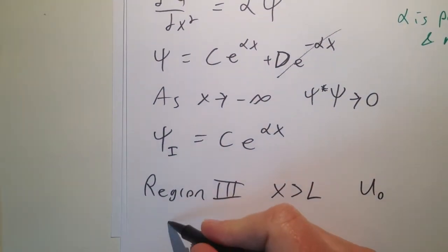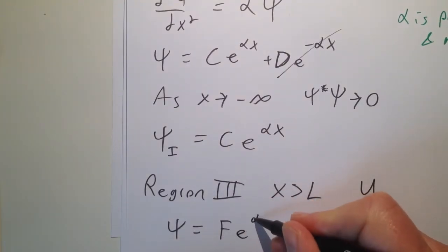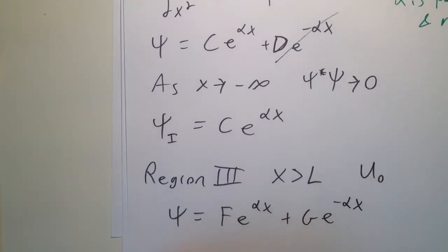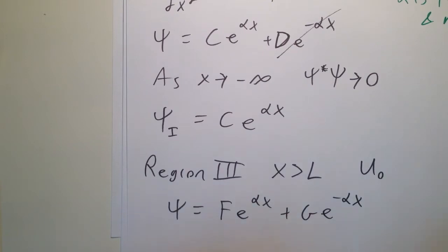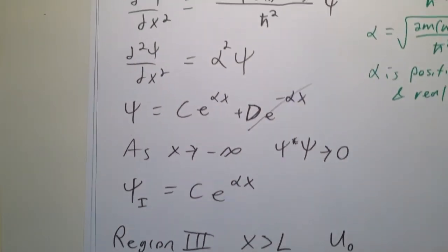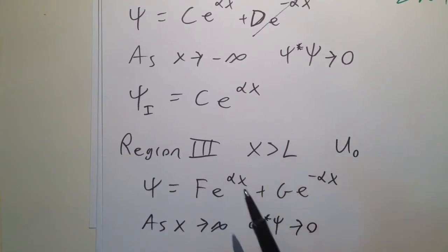And I'm going to again guess that the wave function in that region is some sum of exponentials. I'm just going to pick different constants here. And now let's make the same argument. As x goes to infinity, we want the wave function, and therefore the wave function probability, to go to 0. Looking at these, as x goes to infinity, this term's going to get really big, so it can't be this. This term must be a good solution. So I'm going to cross that out.